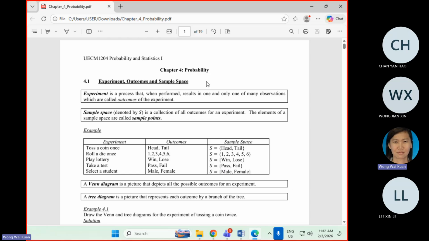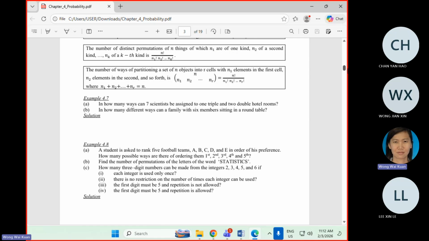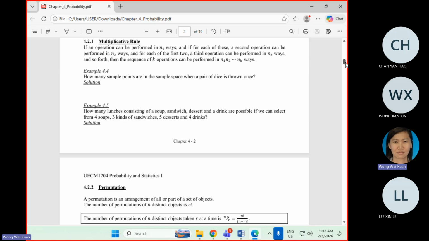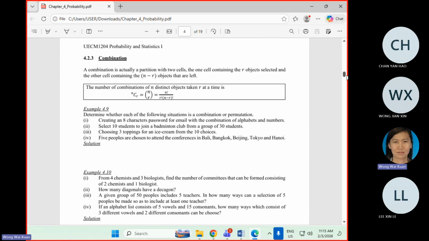Okay, chapter 4 on probability. Last week we were looking at experiment, outcome and sample space, the Venn diagram, the tree diagram. Then we were looking at how to do the calculation. The calculation includes the multiplicative rule and involves permutation, circular permutations, and combinations.